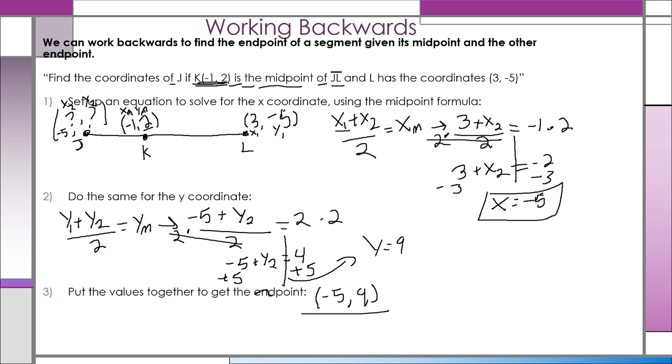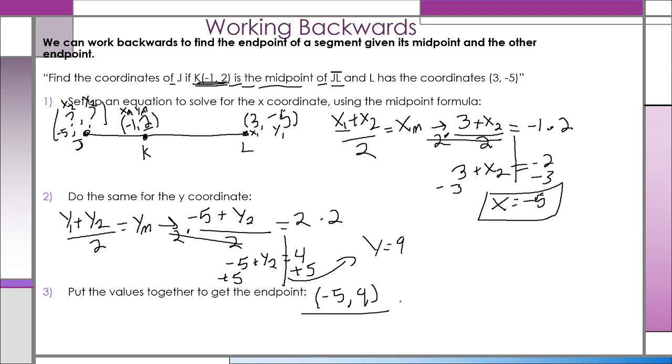I shouldn't say, sorry, my mic cut out there. I shouldn't say endpoint, I should say midpoint, not end. Oh wait, no, sorry, it is the endpoint. What am I talking about? So we have the midpoint, K is my midpoint, but the endpoint J here, this endpoint here, is -5, comma, 9. Almost second guessed myself there.